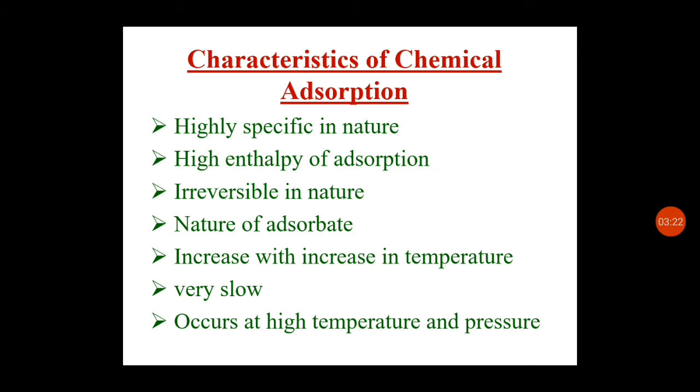Then some features of chemical adsorption. It is highly specific in nature. Why specific in nature? Because chemical bonds are formed between two species only when they have affinity for each other. Then they have high enthalpy of adsorption, as shown in the previous diagram, that high activation energy is required for conversion of reactants to products. Since chemical bond formation is there, activation energy is higher, so there is high enthalpy of adsorption.